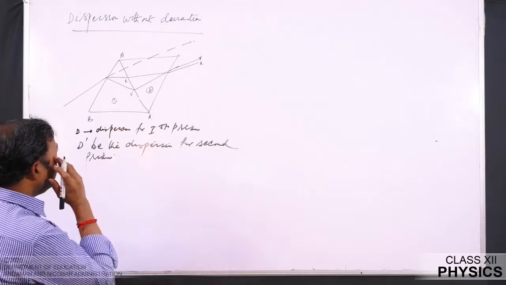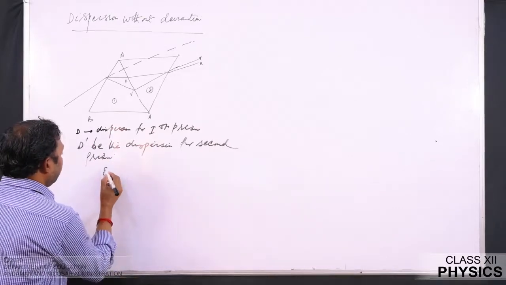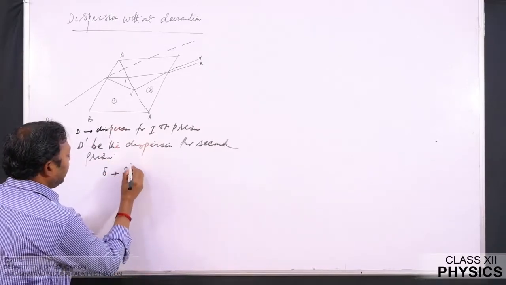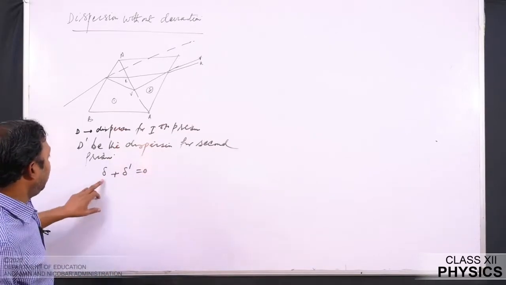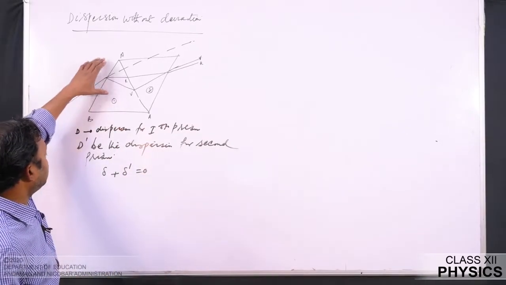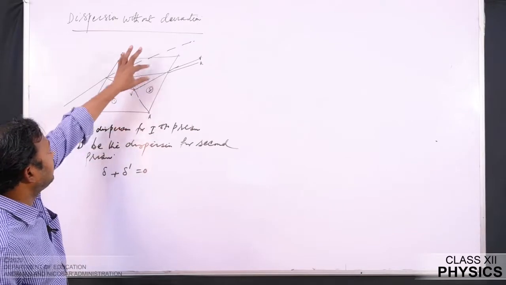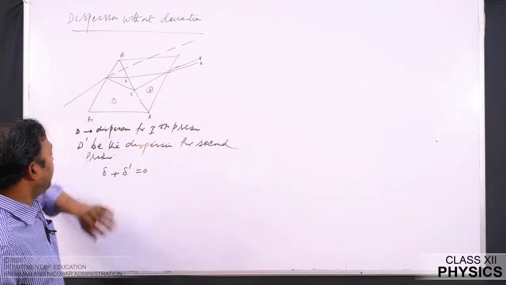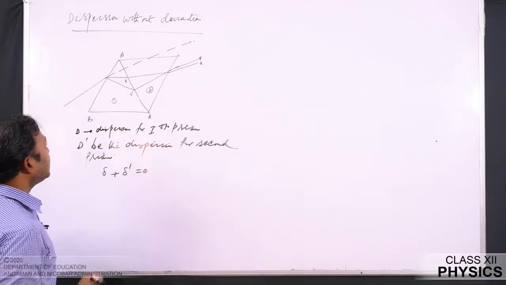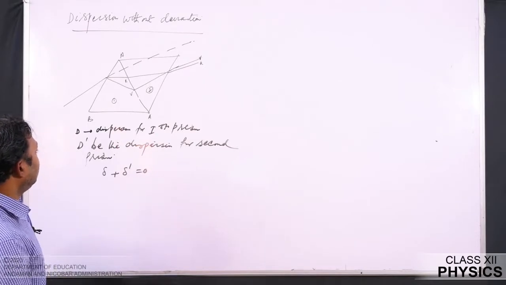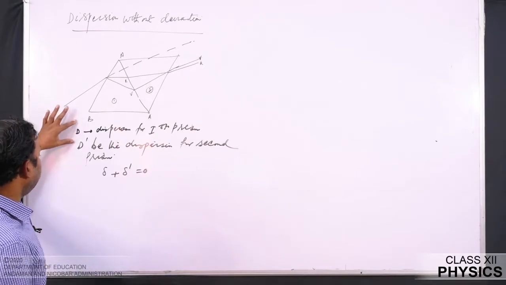And according to the diagram, the total deviation, that is delta plus delta dash, is equal to 0, where delta is the deviation produced by the first prism and delta dash is the deviation produced by the second prism. So, the net deviation produced in this case is equal to 0. Now, we know the formula for deviation.